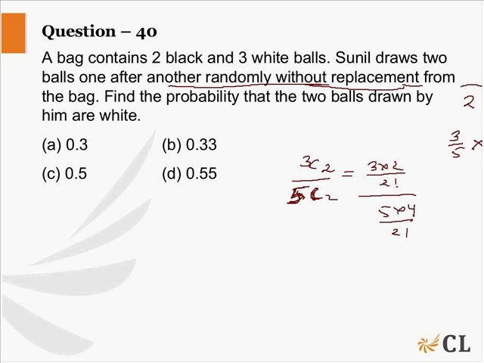This will be cancelled out, which is nothing but 3 into 2 by 5 into 4. And the answer is exactly same as this. That means in either of the question, without replacement, one after another is equivalent to drawing the ball simultaneously. Answer will be always same.